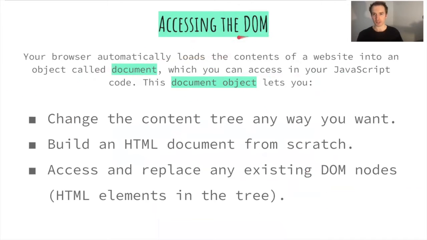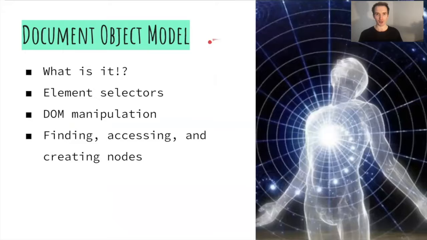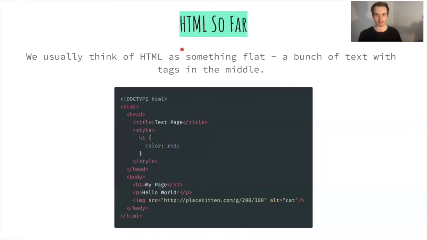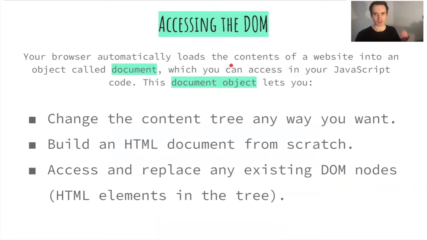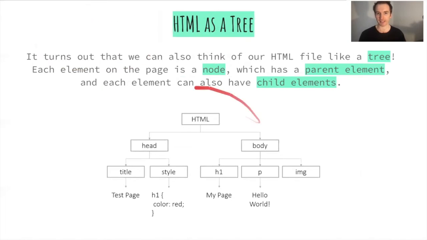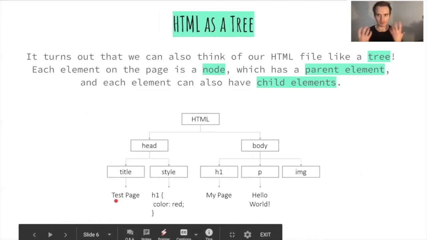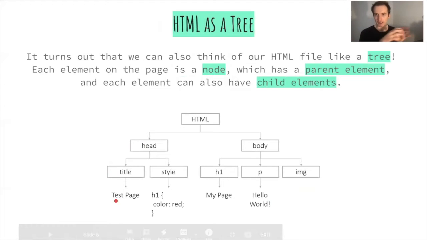Okay, so this word DOM, document object model, the reason it's called this is that your browser, when it finds an HTML page, by default, it will load up the contents of the website into a nice tree like this. So we have this thing that we can move around on and find nodes from.